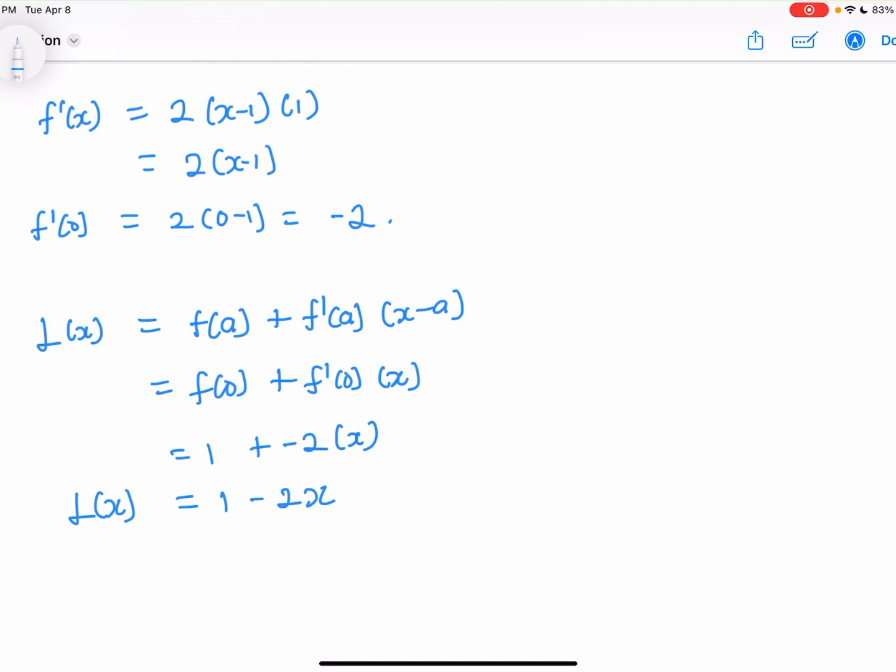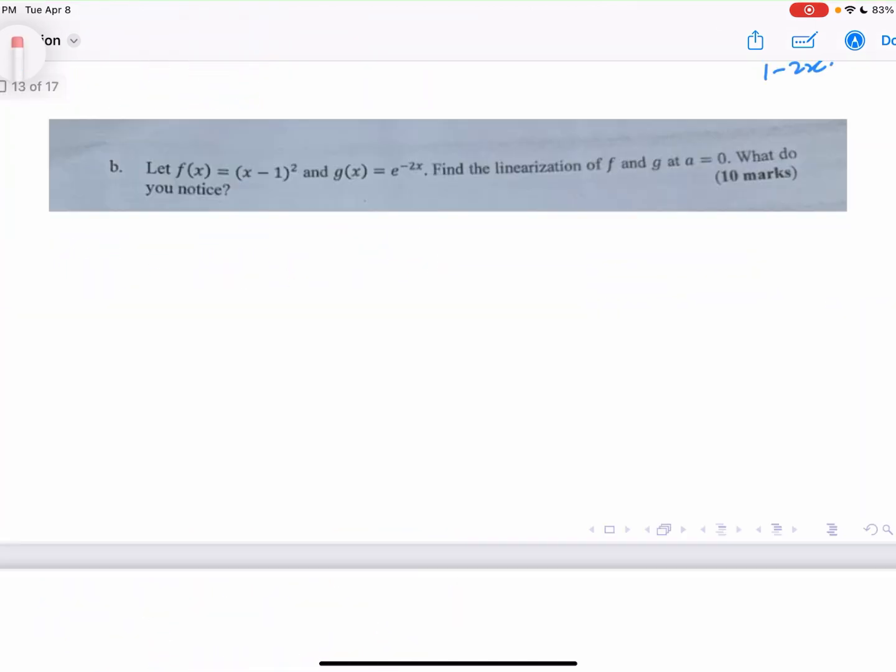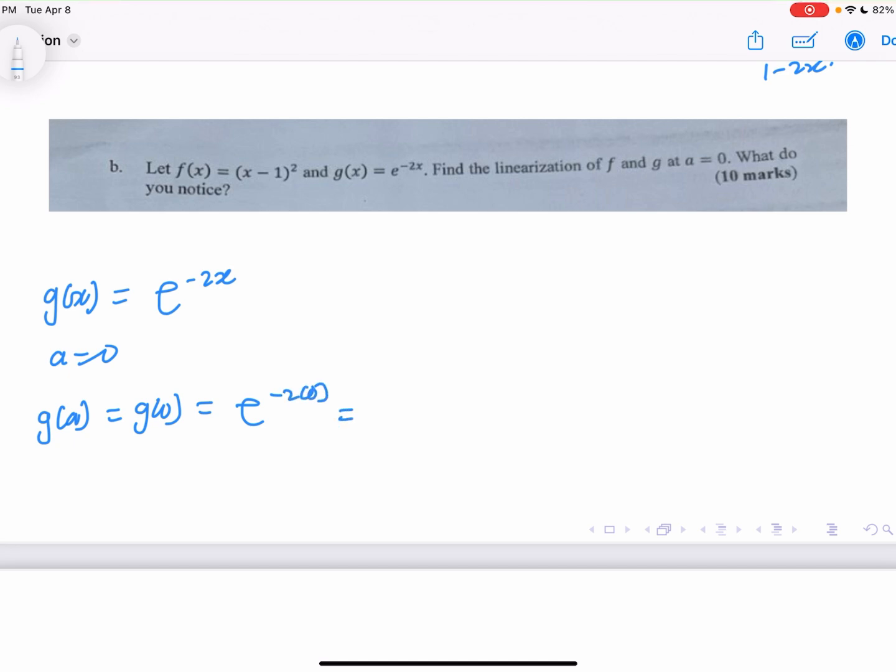So now let me do the g of x quickly. So here we have g of x giving us e to the minus 2x and a is equal to 0. So we need g of 0. Now, g of a, that's g of 0, will be giving us e to the minus 2 times 0, and that's e to the 0, and that's 1.